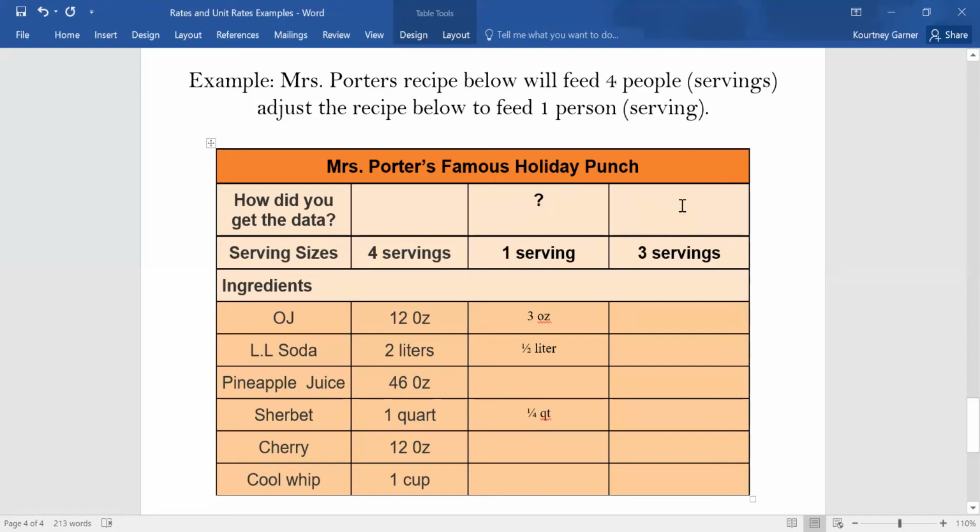Well, now I want to know, how do I get to 3 servings? I have 4 servings, I have 1 serving, and now I need to figure out how to get to 3 servings. Well, we're going to use the information given in the table. And here's the key thing. Once I know my unit rate, I can figure out any piece of my puzzle. So if I look at the given ratio for orange juice, I know for 1 serving, I had 3 ounces of orange juice.